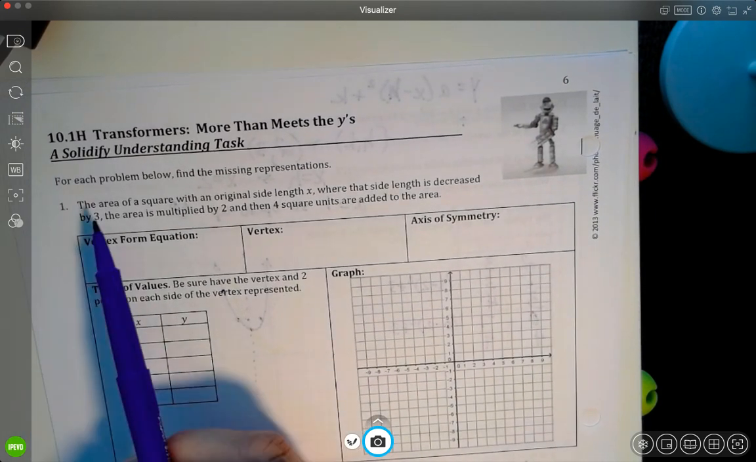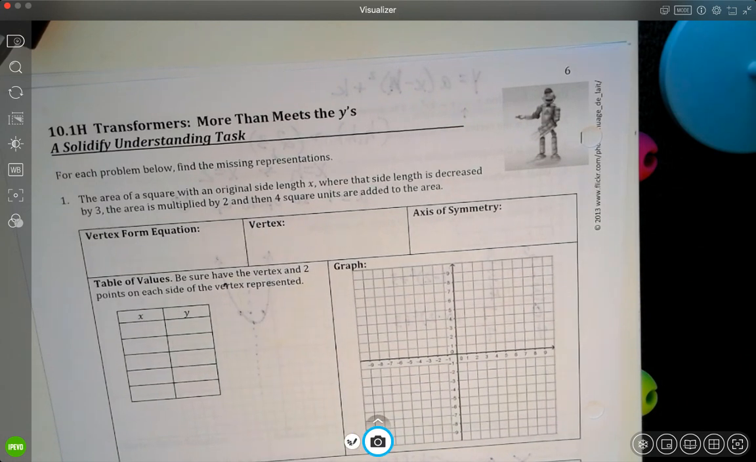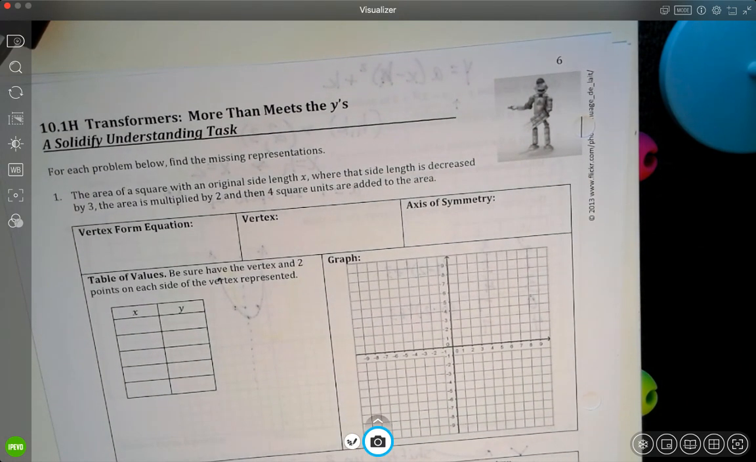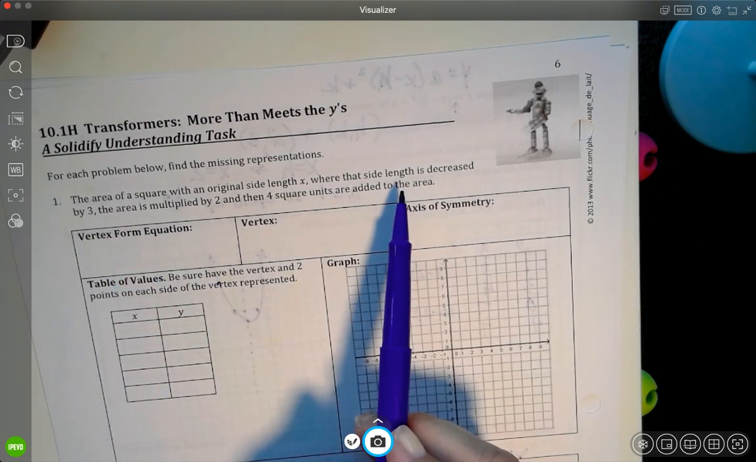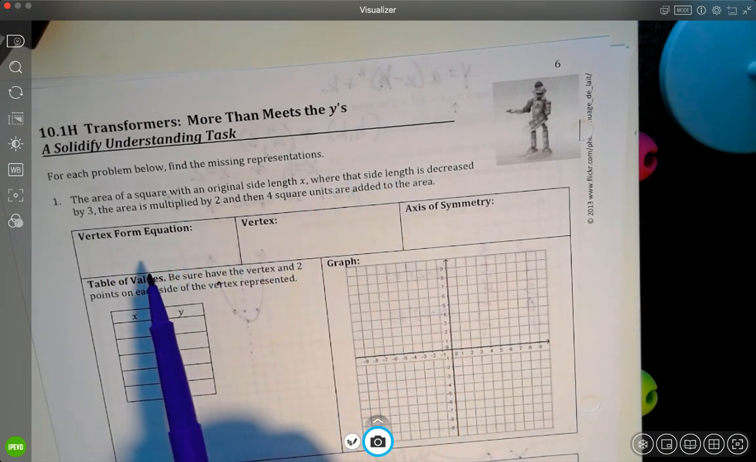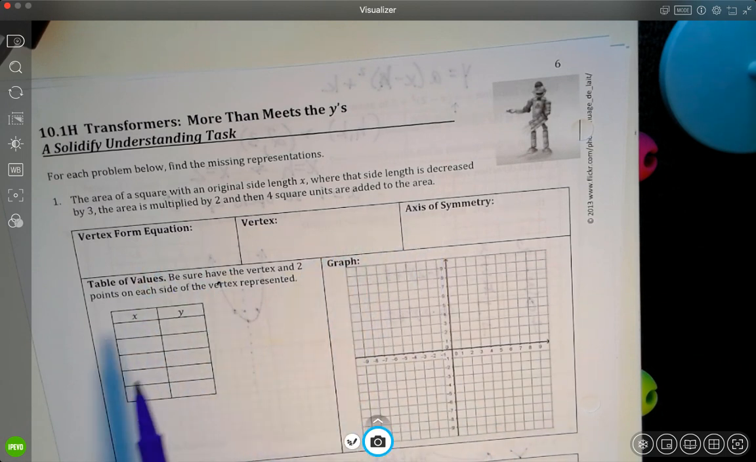For each problem below, find the missing representations. Remember, I was telling you the equation is a representation, as are the table and the graph. So here we have a description, and we're going to write the equation, and from that we get the vertex and the axis of symmetry, and then we can make a table and graph it.